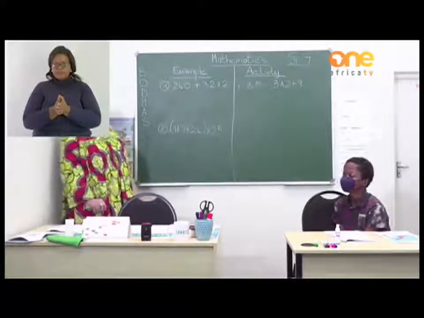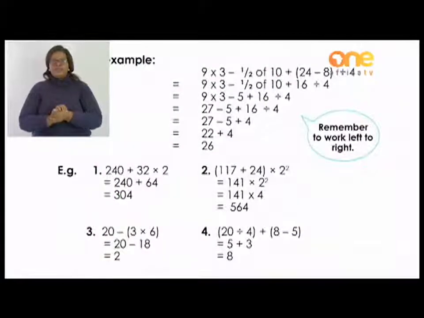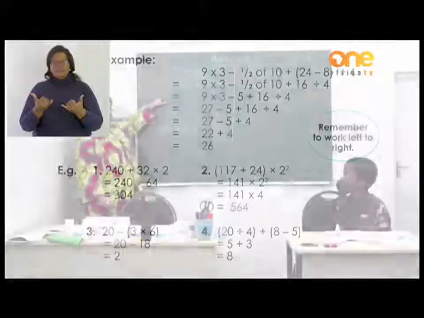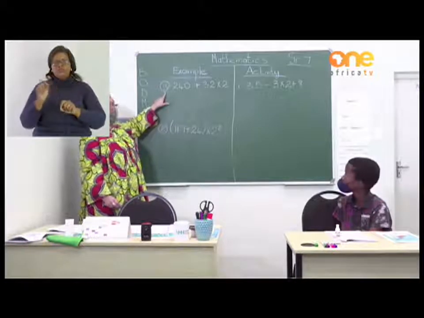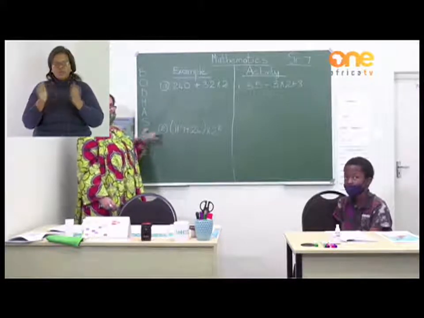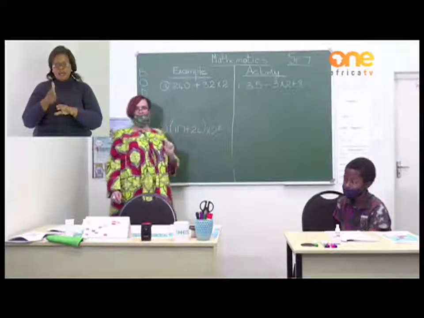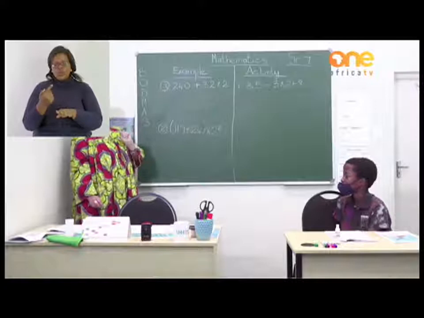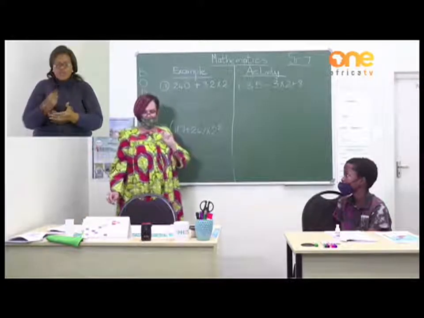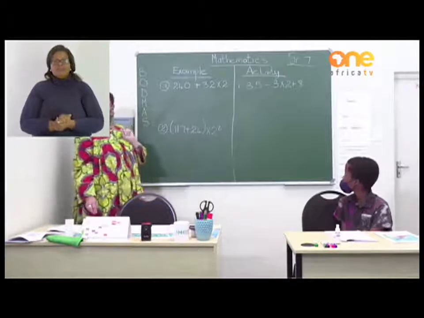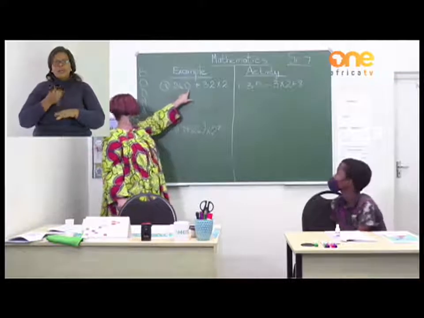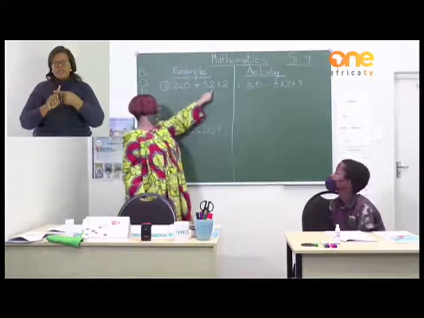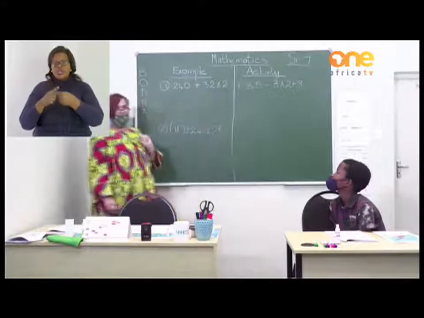On page 14, you will find a few examples. Now, I have written 2 of the examples on the board. So we will go through these 2 examples. And you have to go with me. Try and get the answer before I write the answer. See, you can find that as quick as possible. In my example, we have 240 plus 32 times 2.